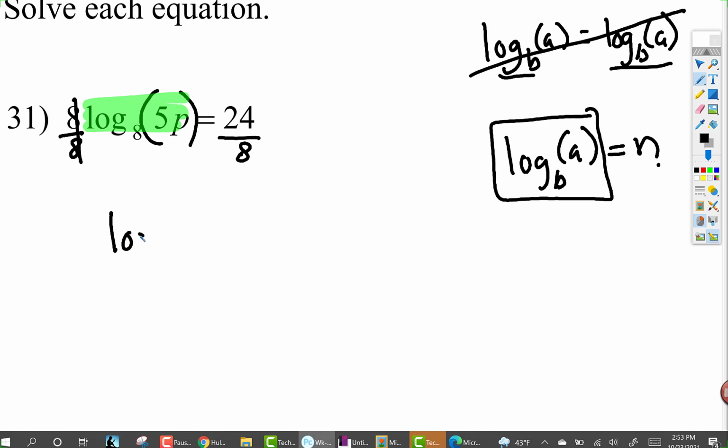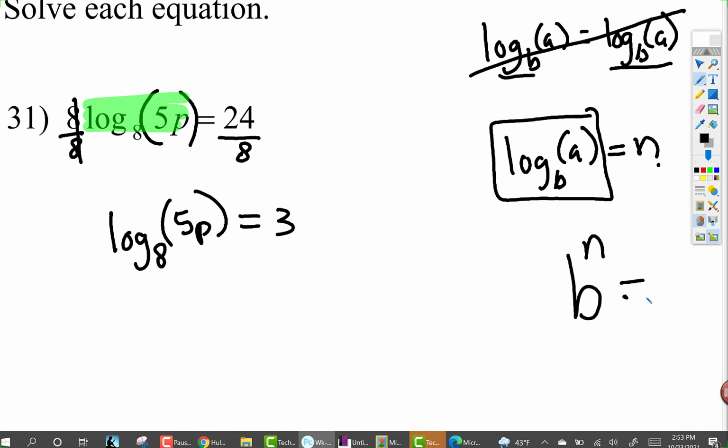So now we have, here's our base, here's our argument, here's our exponent, and now we can rewrite it as b to the n is equal to a. So let me refresh your brains. This is the argument. This is the base. This is the exponent. So we're going to rewrite this as b to the n. So 8 cubed is equal to the argument.